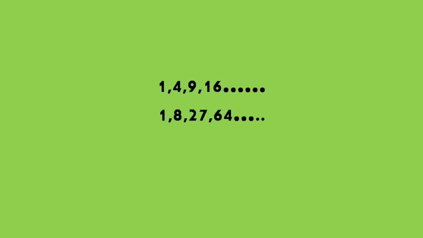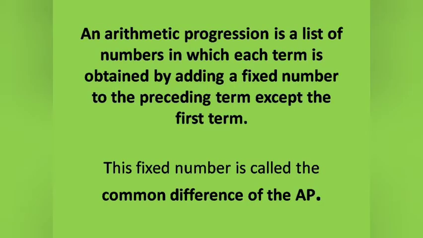So before we categorize them, let us see what an arithmetic progression is. Arithmetic progression is a list of numbers in which each term is obtained by adding a fixed number to the preceding term except the first term. The fixed number is called common difference of the AP.